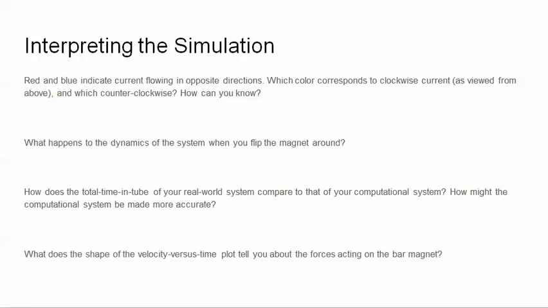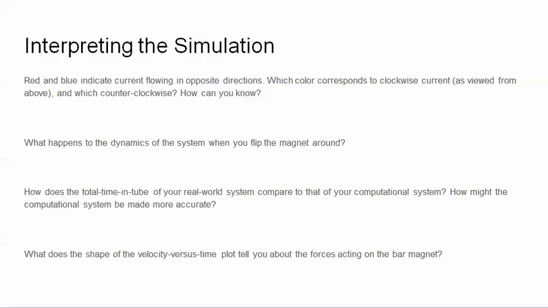How does the total time in tube of your real-world system compare to that of your computational system? How might the computational system be made more accurate? In reality, it took less time for the magnet to fall through than in the simulation. I attribute that to a not quite accurate value for the magnetic dipole moment.